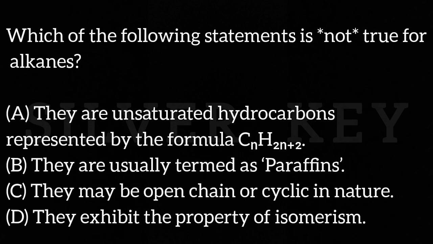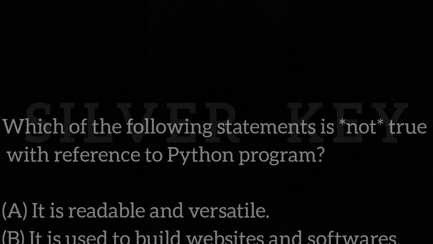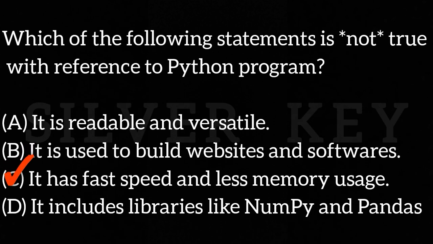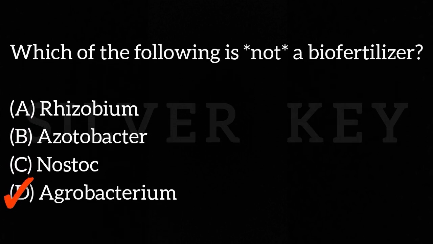From the following statements, only option A is not true for alkanes. From the following statements, only option C is not true with reference to a Python program. From the following options, only Rhizobium, Azotobacter, and Nostoc are biofertilizers, whereas Agrobacterium is not.